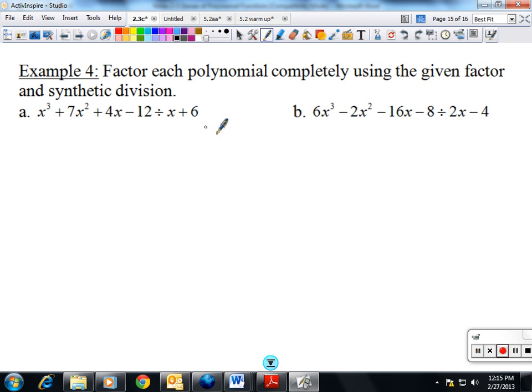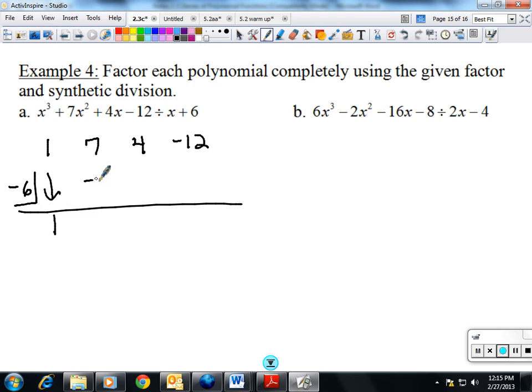Alright. And the last one, it says factor each polynomial completely using the given factor and synthetic division. I'm going to start out just like I was. I'll do negative 6, and that's 1, 7, 4, negative 12. I counted 3, 2, 1, 0. I got everything. I'm good. So that's 1 times negative 6 is negative 6. 7 plus negative 6 is 1 times negative 6 is negative 6. 4 plus negative 6 is negative 2 times negative 6 is positive 12. I have a remainder of 0. So that means this is a factor. This is an x cubed, so it's going to go x squared plus x minus 2.